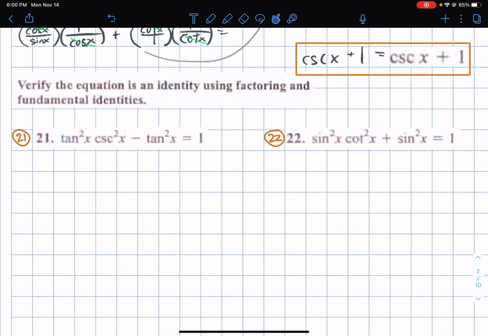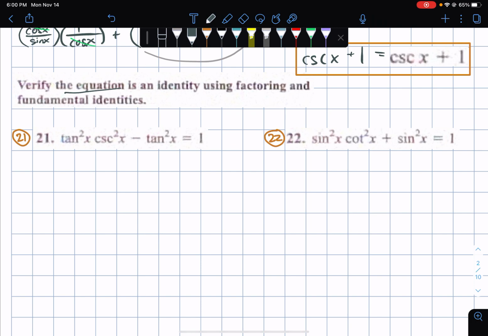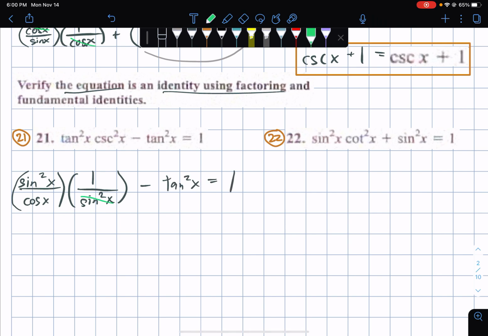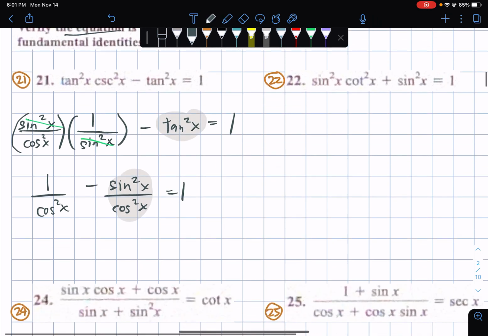Number 21. I think the instructions are still the same. Verify the equation is an identity using factoring and fundamental identities. Tangent could be written as this, and cosecant could be written as this. So cancel. 1 over cosine raised to 2x is secant raised to 2x, then minus, oh wait, just keep it written as this and subtract it with this one.